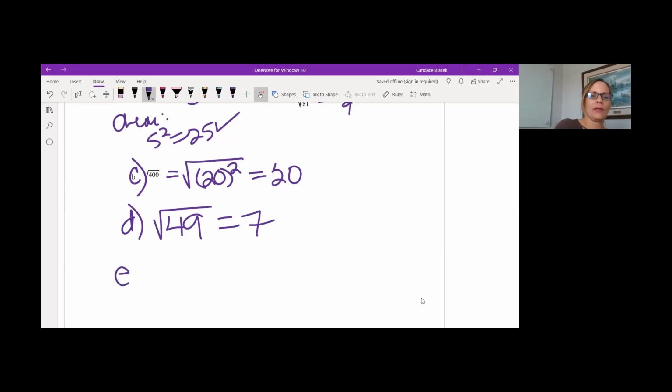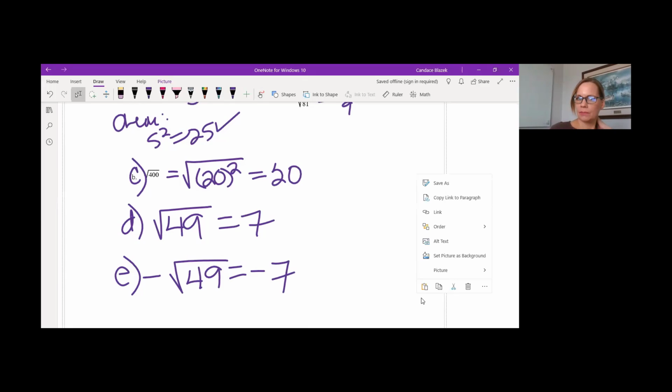I could add that negative in front and say, okay, well, what is negative the square root of 49? Well, I'd bring that negative along. And then the square root of 49 is 7. So that's how we would get the negative square root of 49. All right, so any questions? Okay, great. Well, let's go ahead. You can always ask questions.